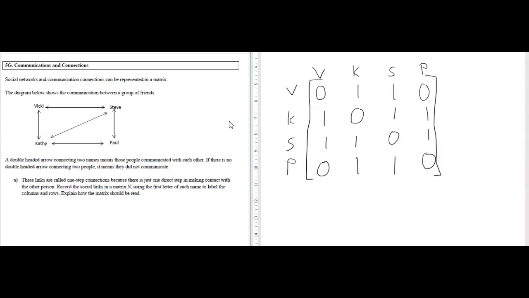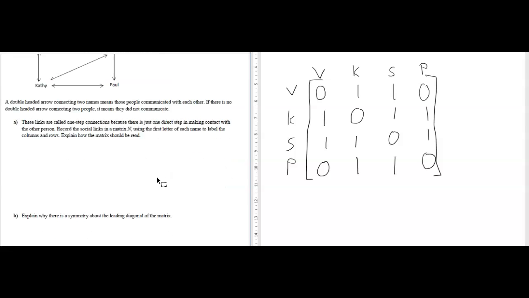Okay, so I'm just reading the question. Explain how the matrix should be read. If we read across in the rows, Vicky can communicate with Kathy, Steve, but not Paul. Kathy communicates with Vicky, Steve, and Paul. Steve communicates with Vicky, Kathy, and Paul. And Paul doesn't communicate with Vicky, but he communicates with Kathy and Steve.